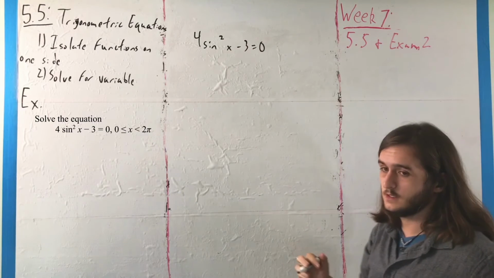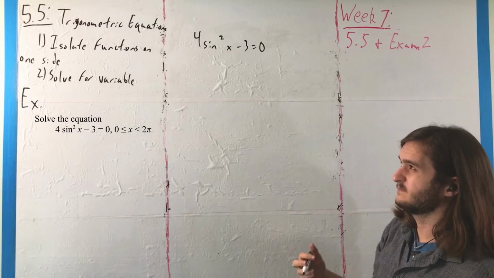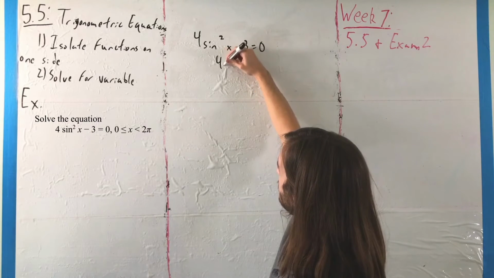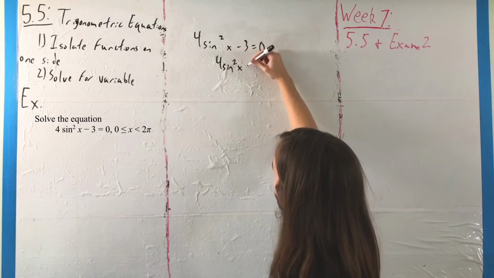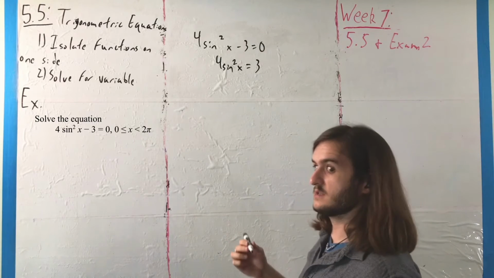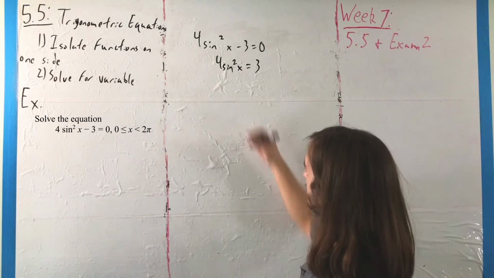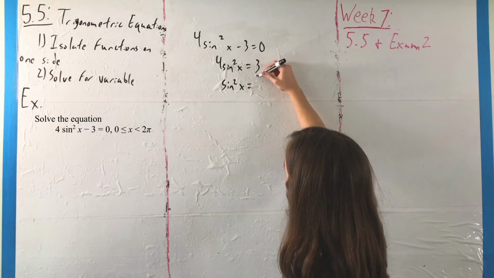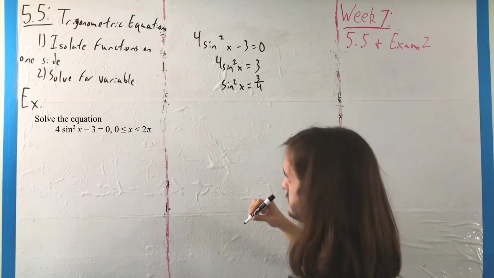We want to get the trig stuff on its own as best we can. So we're going to add the 3 over. 4 sine squared of x is now equal to 3. Well, we've still got a constant multiple. Let's get rid of that. Divide the 4 over. Sine squared of x equals 3/4.